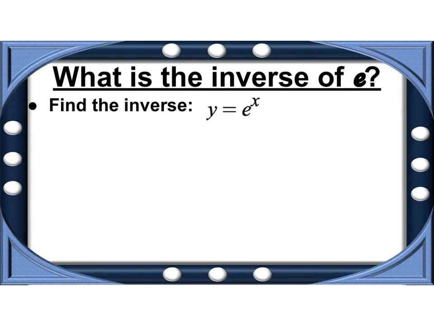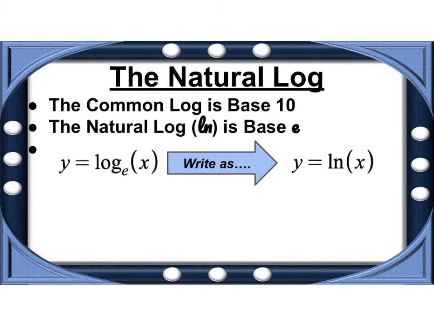Remember, our first step in inverse is to switch the x and the y. So we'll switch those around. Now this is an exponent form, so I want to go to log form. My base is e. So I'm going to say log base e of x equals y. And that is just a little bit weird. So we're not really going to write log base e. Instead, we're going to write ln, lowercase ln. So natural log is the same thing as log base e.